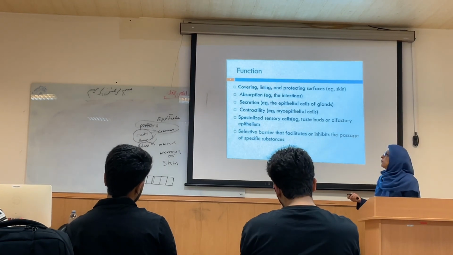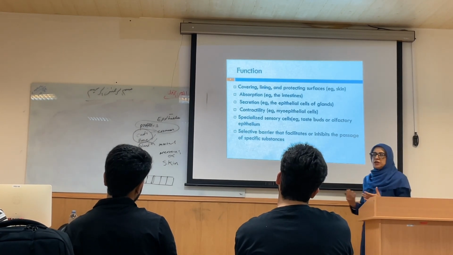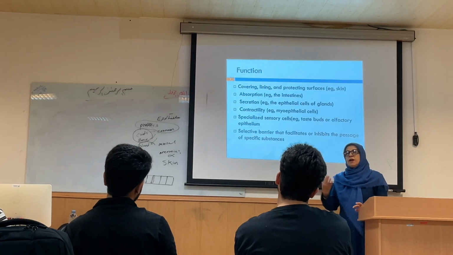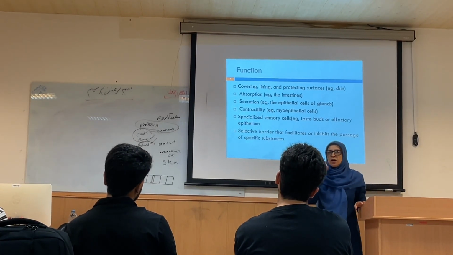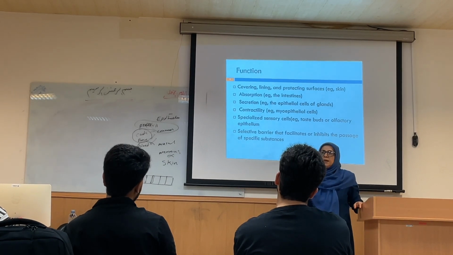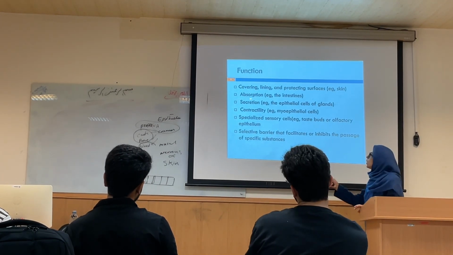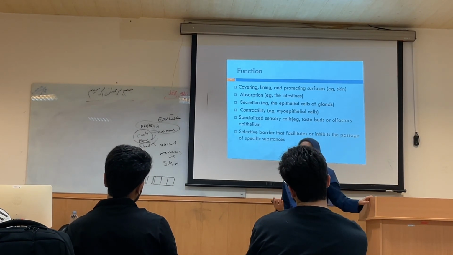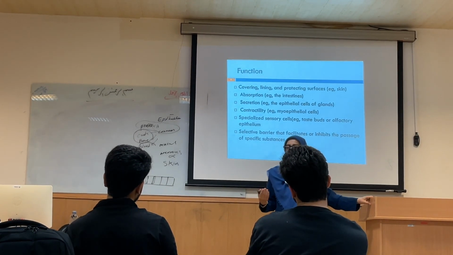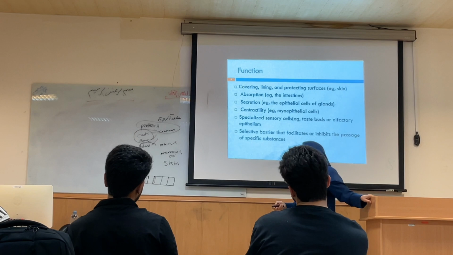Some of them are involved as secretory cells, such as the glands, which are one type of epithelial tissue, or the goblet cells that are spread, for example, in the respiratory system, secreting the mucus, or in the stomach. There are some cells that, for example, secrete the hydrochloric acid, or secrete some proteins that are involved in the digestion.